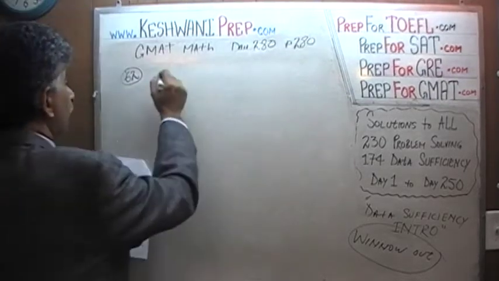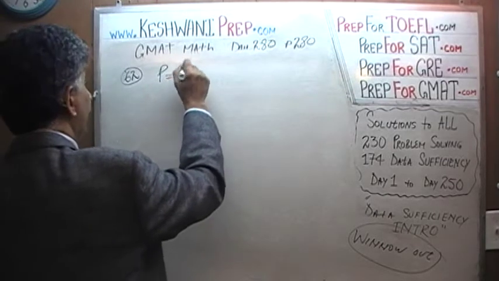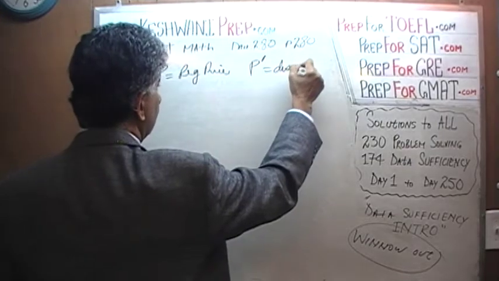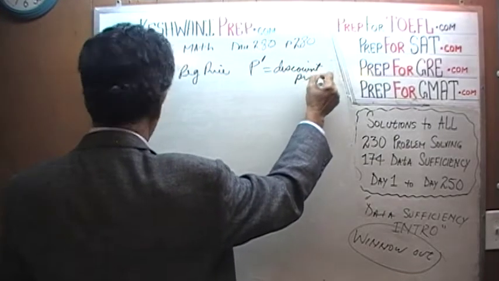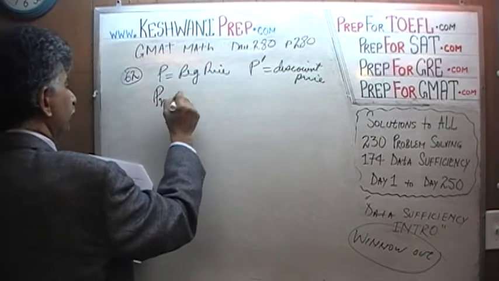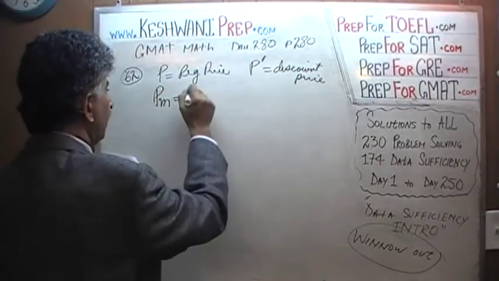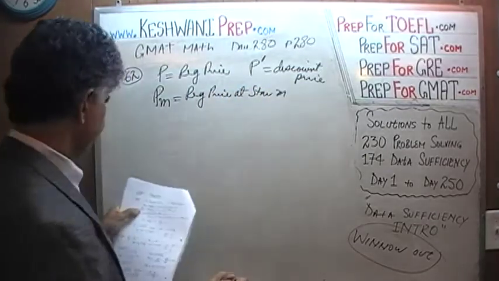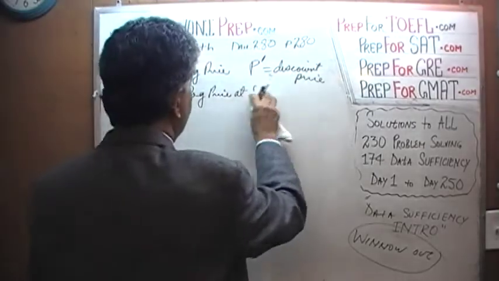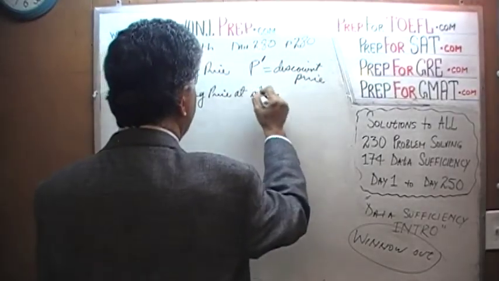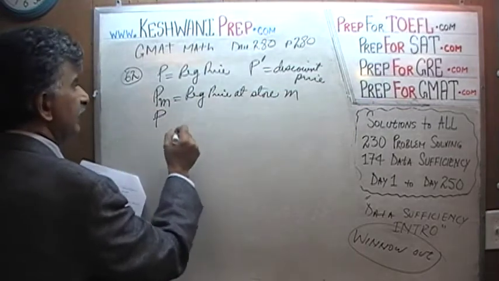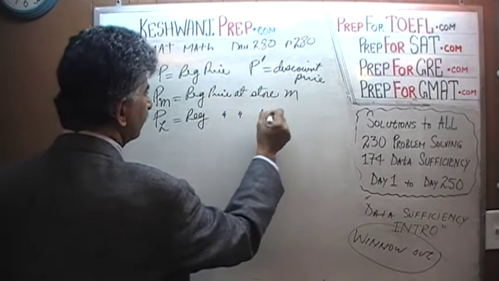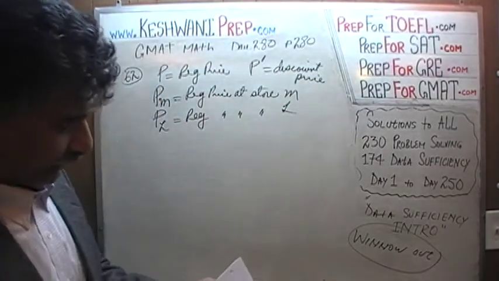Here's what they're telling us. We're going to use P to represent the regular price. We're going to use P prime to represent the discount price. We're going to use P subscript M to represent the regular price at store M. We're going to use P subscript L to represent the regular price at store L. We have two stores, L and M.